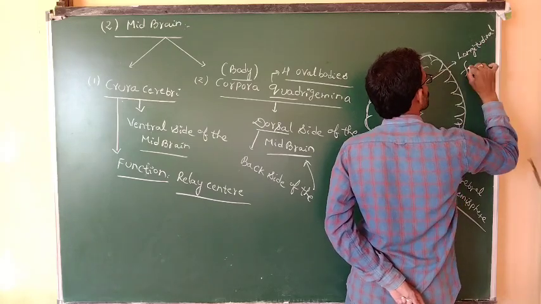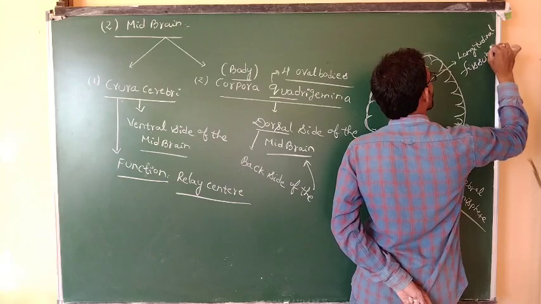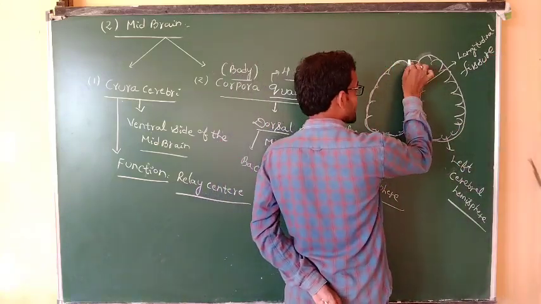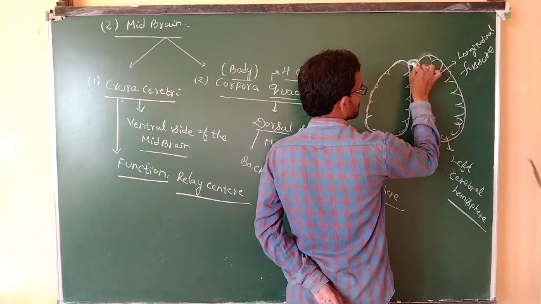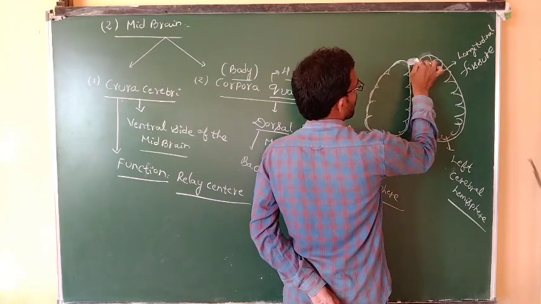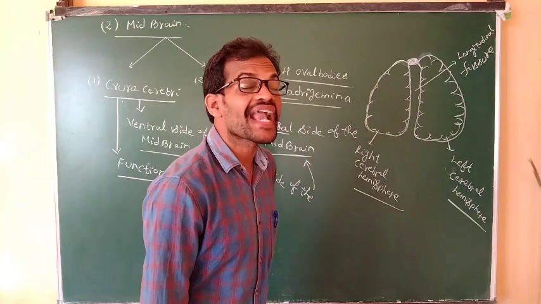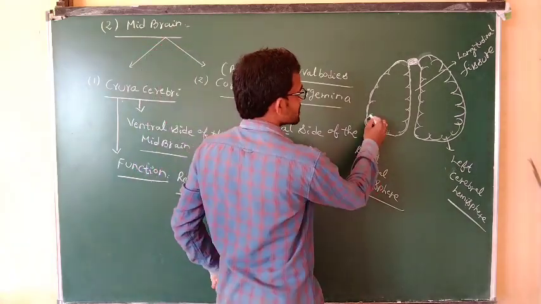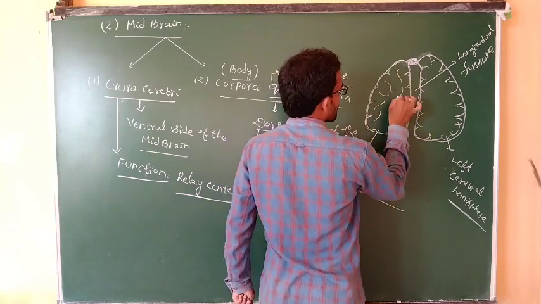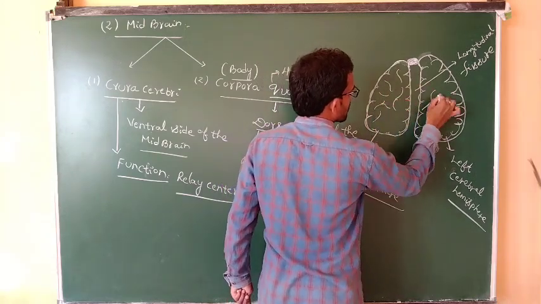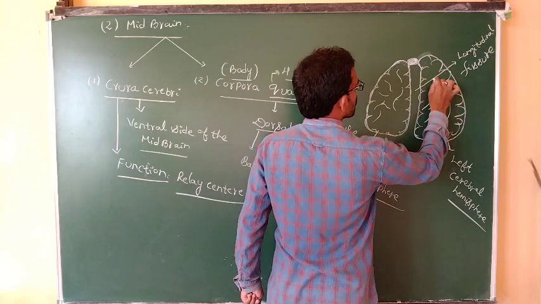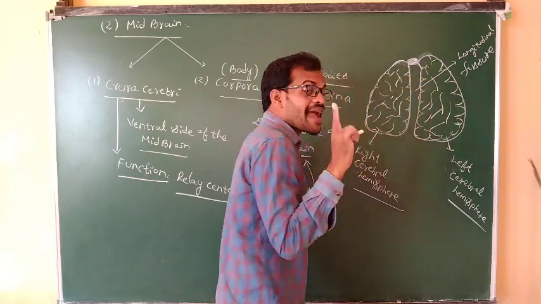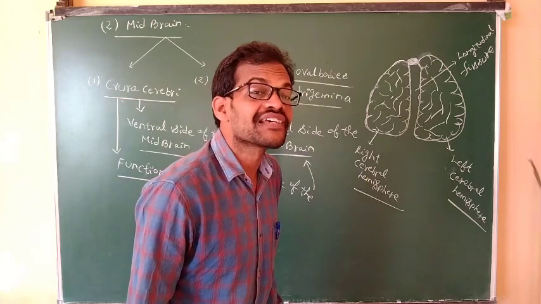Longitudinal fissure. It is connected. This side is connected. It is the backside of the midbrain. The backside of the midbrain means the dorsal side of the midbrain.